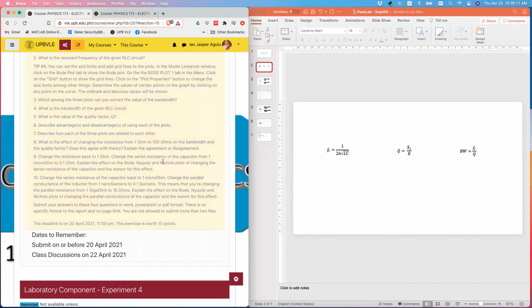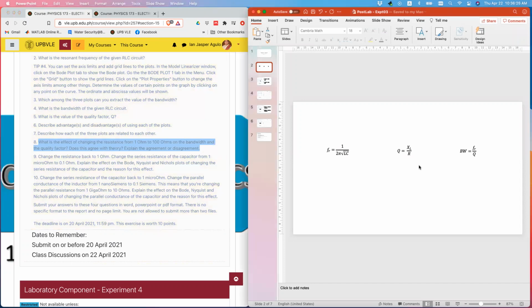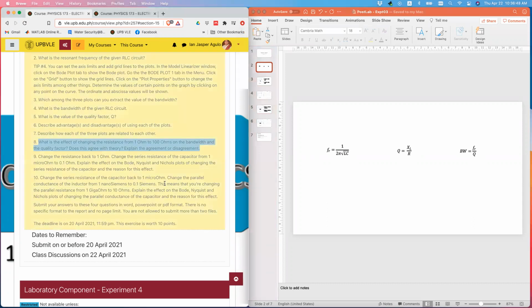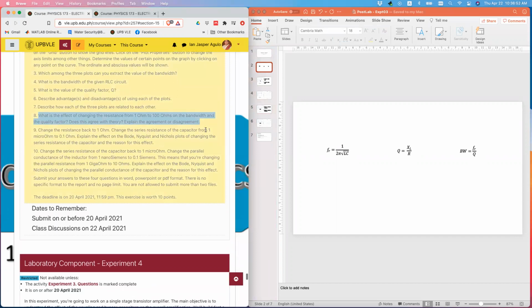So let's go through yung discussion. Okay, so number 8. What is the effect of changing the resistance from 100 to 200 ohms on the bandwidth? Okay, so kung titignan nyo rito sa circuit, if you change the resistance, okay, from sa circuit, sa equation, sorry, by 100 times, so from 1 to 100 ohms, yung quality factor also decreases. And yung pag nag-decrease ang quality factor, yung bandwidth ay lalapad. Okay, so that should also be evident in the figure that you're supposed to include in your answer.